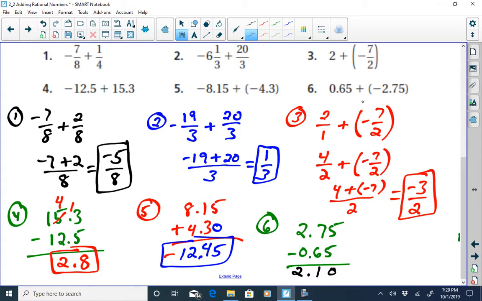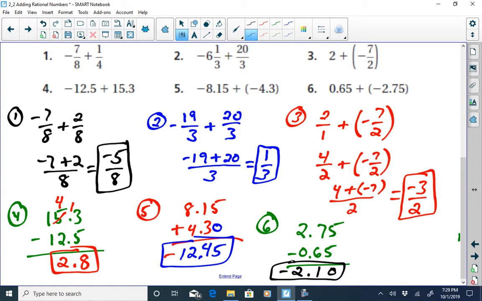But here, notice that we're adding opposite signs. There are more negative than there are positive, so our answer has to be negative. So when we're dealing with rational numbers, we really have to pay attention to the sign.